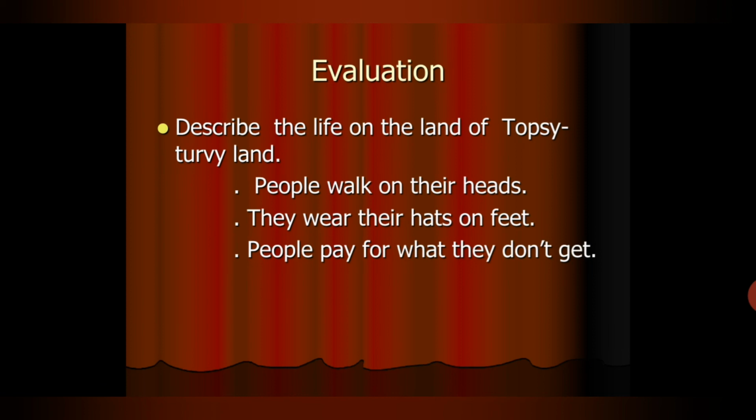Now, here in the evaluation, students, describe the life on the land of topsy-turvy. So you have to describe what kind of life was there on topsy-turvy land. So here you can write anything, whichever you have read in the poem. So we can say that people walk on their heads, they wear their hats on feet, people pay for what they don't get, right? Some more things were there, and as we have to tell the life, so we can say the children go to school at night, right? And whatever you feel like, you can say that people travel in the boats which run on the streets, right? However you can describe the life of Topsy Turvy Land.